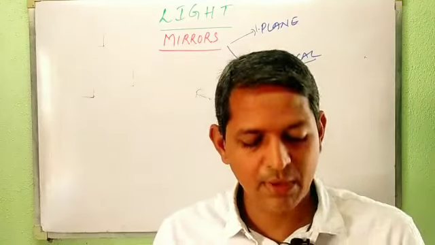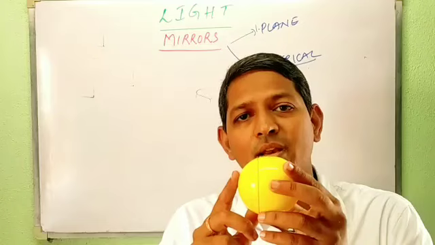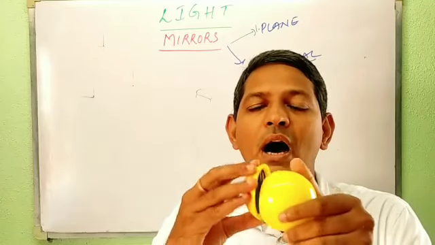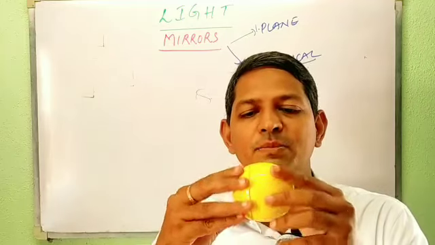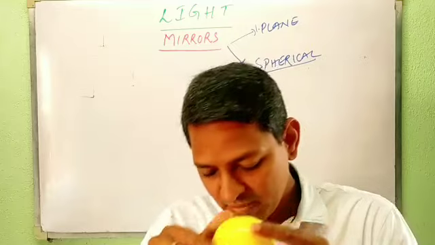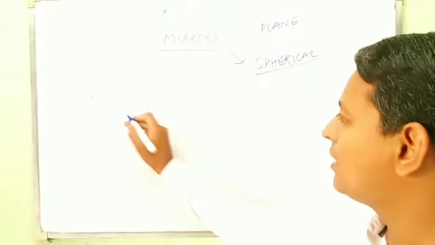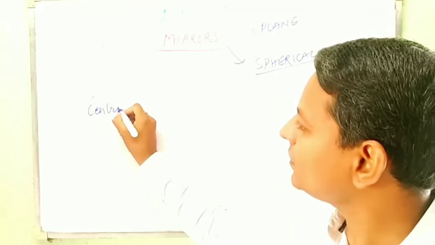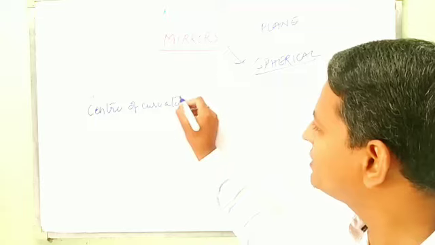So let us try to understand the parts of the mirror. So what is a spherical mirror? Spherical mirror is a part of a sphere. This is a sphere, from which if you cut, that becomes a spherical mirror. The first part which we need to understand here is about center of curvature. So what is center of curvature?